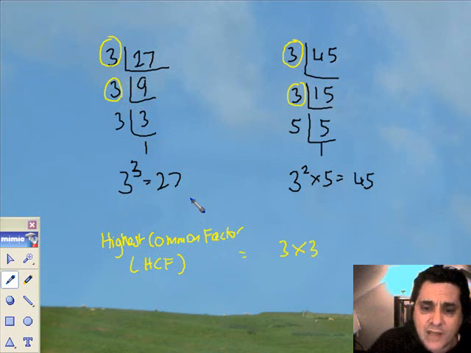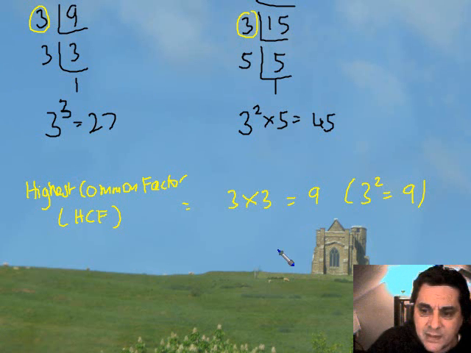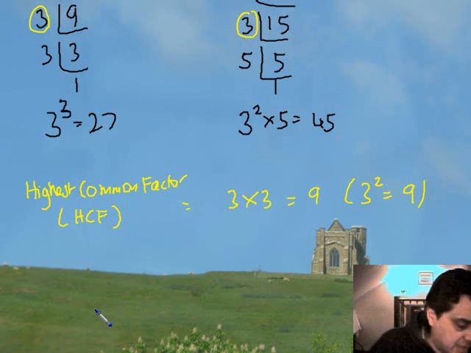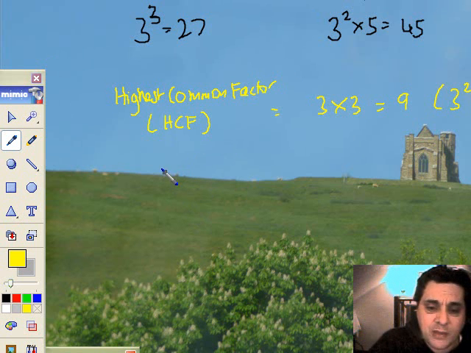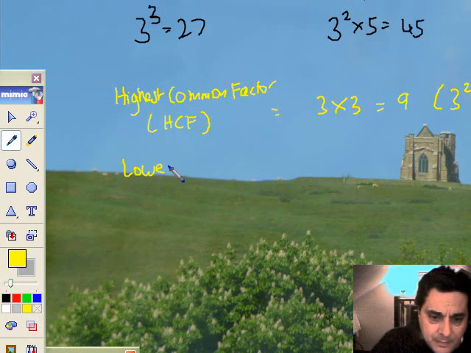Therefore, the highest common factor will be 2 threes from each, and that will give us 9. Okay, so basically the 3 squared is 9. Alright, that's the highest common factor. Now let's do the lowest common multiple. This is a little bit more tricky. So let me write it out again.